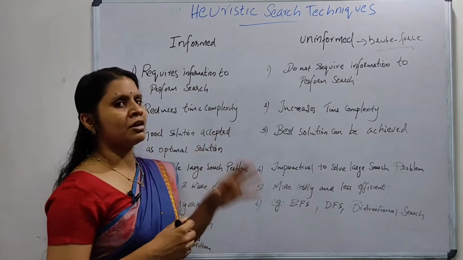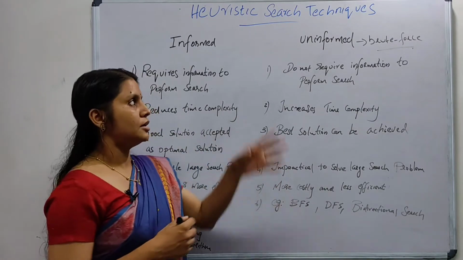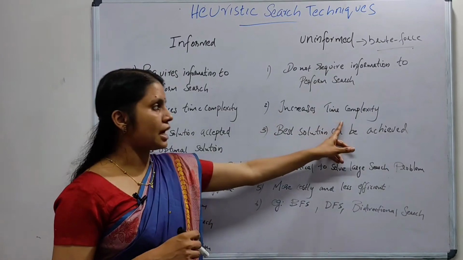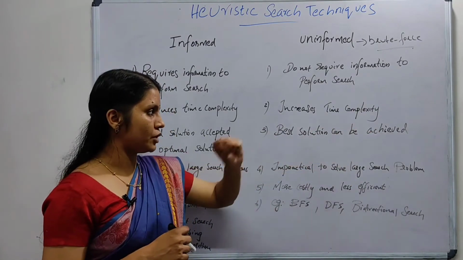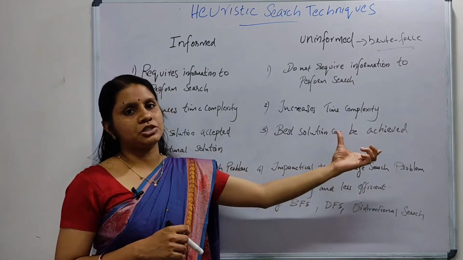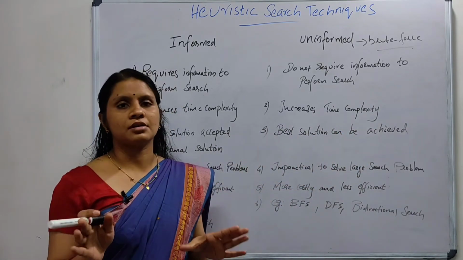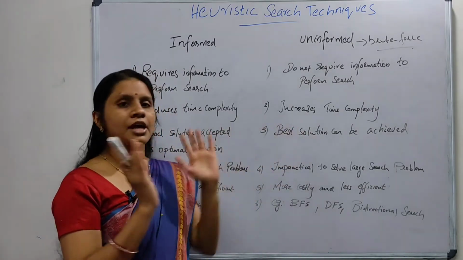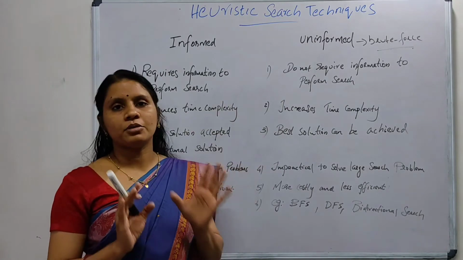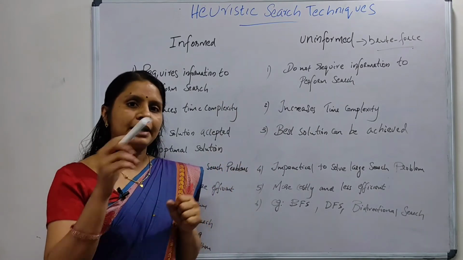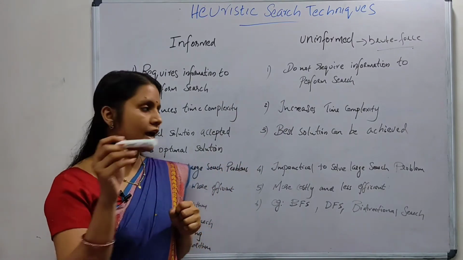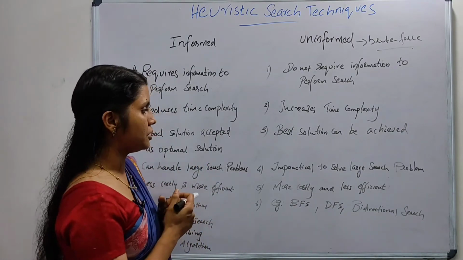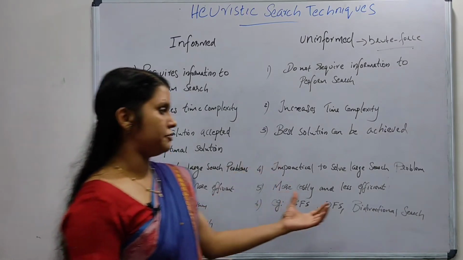So more computational power is required in uninformed search. It increases the time complexity and space complexity. But the best solution can be achieved, so obviously we will get the optimal solution by using this uninformed search technique. But the time complexity, space complexity and cost increase. More computational power is required, and it is less efficient.